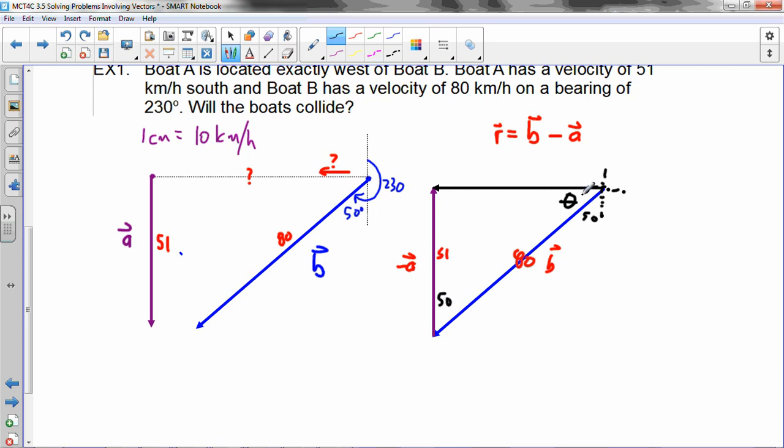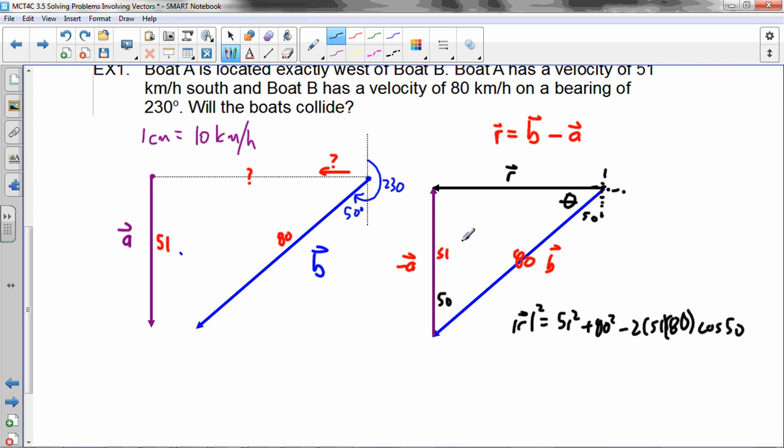If I want to find this angle, I need an angle-side pair to use the sine law, or I need all three sides to use the cosine law. I'm going to have to find the magnitude of the result anyway. The magnitude of the result is 51 squared plus 80 squared. Cosine law, we've got 1,000 of these already this year. No big surprise here.